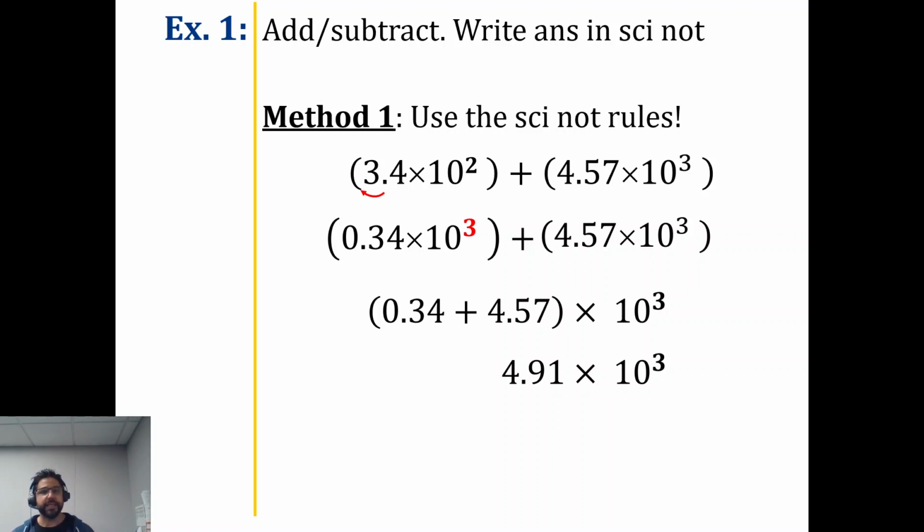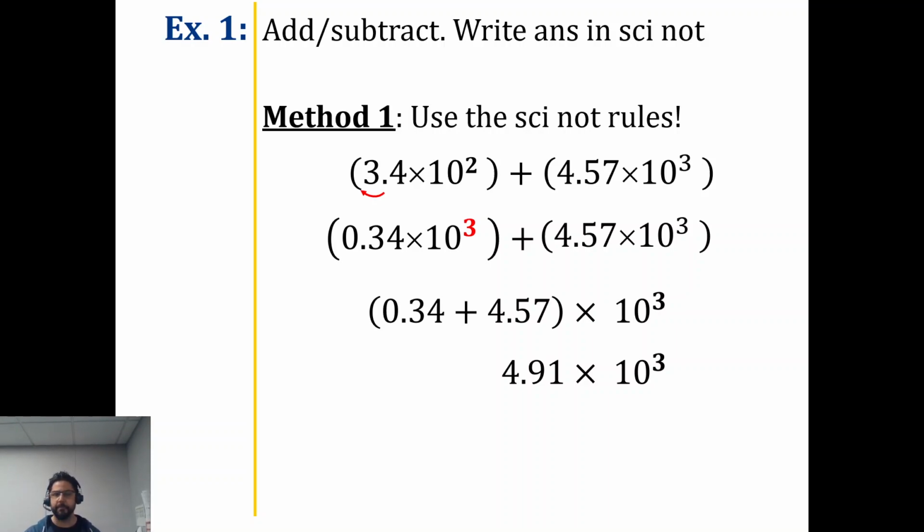So again, the little trick is to get them to have the same exponent. You're going to change the smaller exponent into the larger. On this one, we only had to move once. Sometimes you have to move it twice, it just depends on what the exponents are. So the 3.4 became a 0.34.